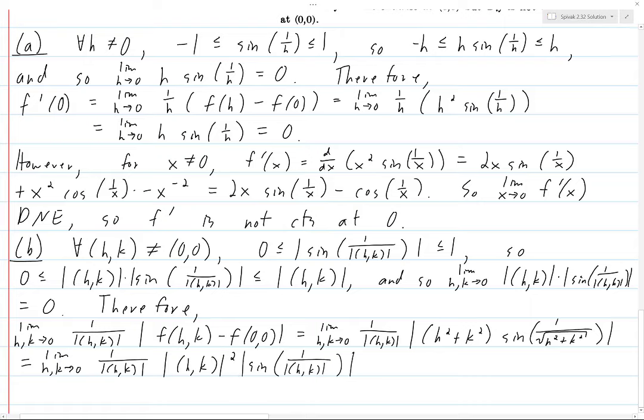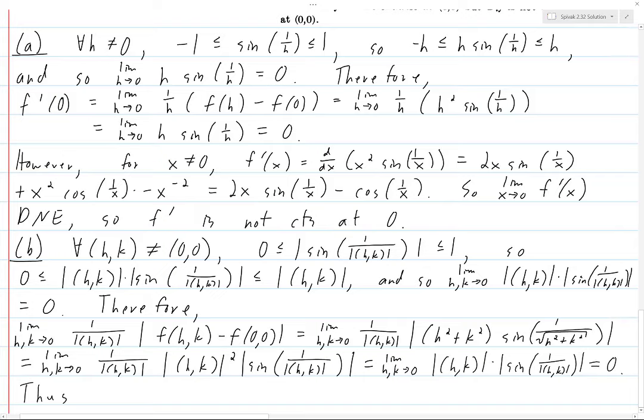And I've broken this absolute value up into two separate absolute values because you can do that. Now we can do some cancellation here. So this is the limit as h and k go to 0 of the norm of (h,k) times sine of 1 over the norm of (h,k). And look, we've proven something about this. We've proven that this is 0.